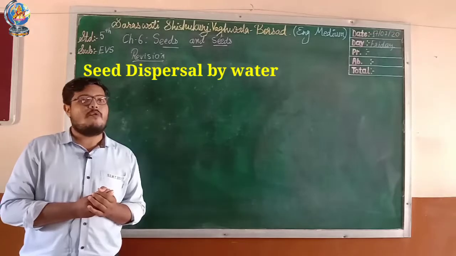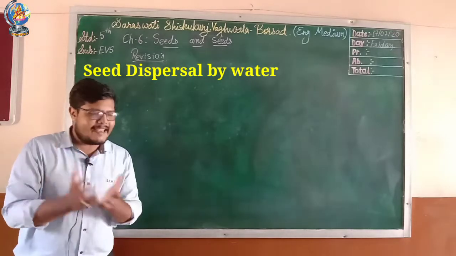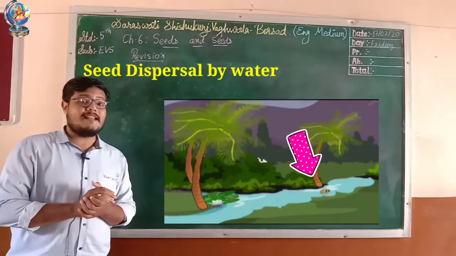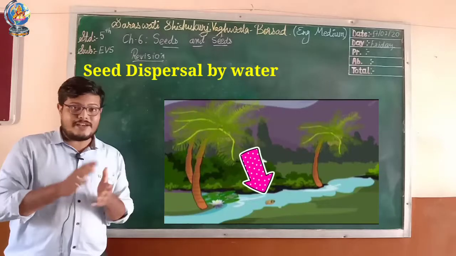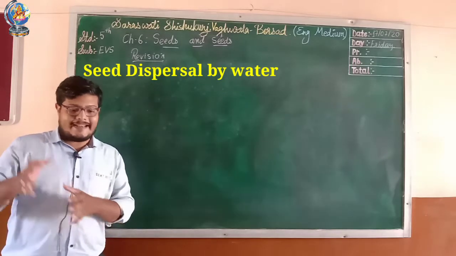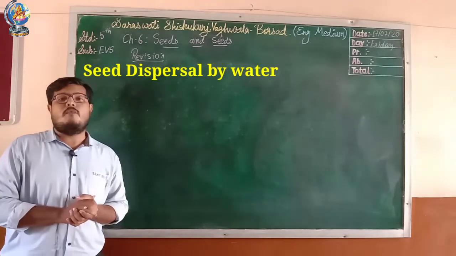The third one is water. Now look, some seeds are hollow from inside, and they can float on water. Let me give you one example, that is coconut. Have you seen a coconut? It can float on water. This coconut can remain afloat for many days on the water.